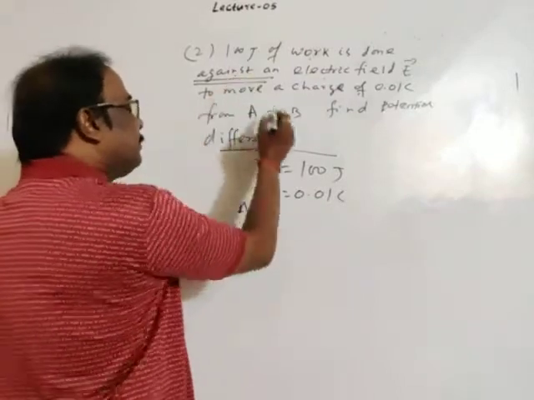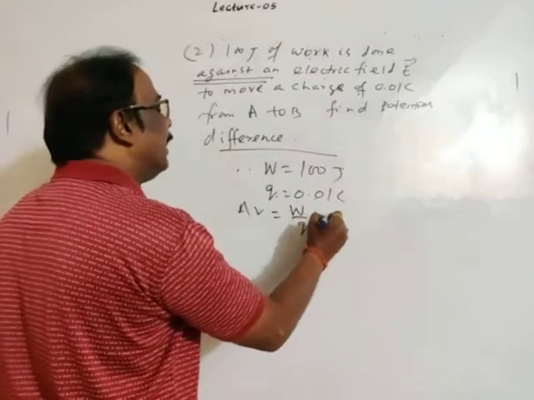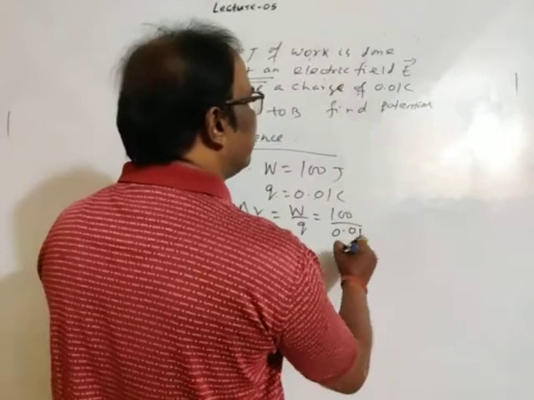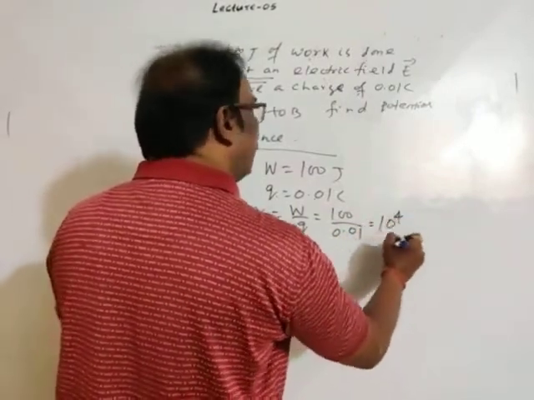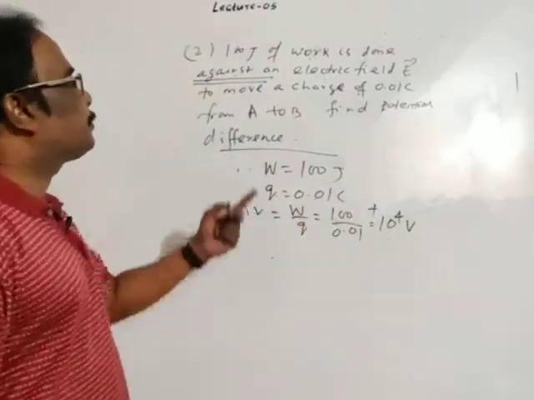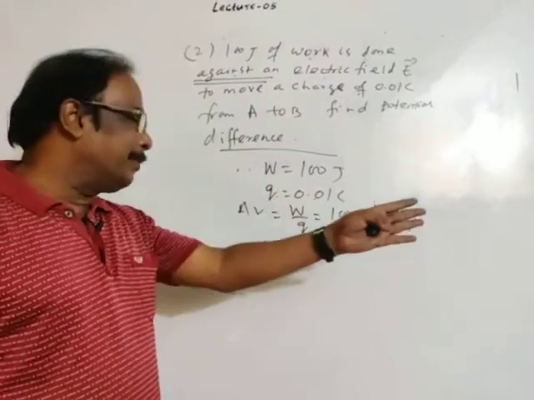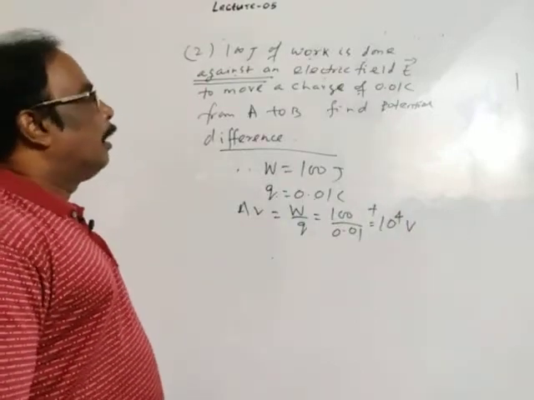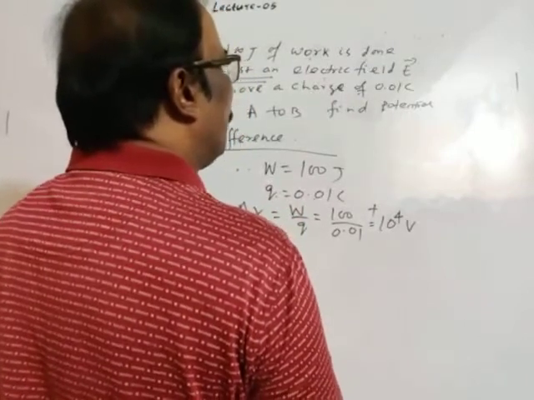Then work is given, charge is given, so potential difference is work divided by charge, 100 divided by 0.01, and it will come 10 to the power 4 volt. So it will be positive because the charge is moved against the electric field. Along the direction of electric field, potential decreases. So it will be 10 to the power 4.